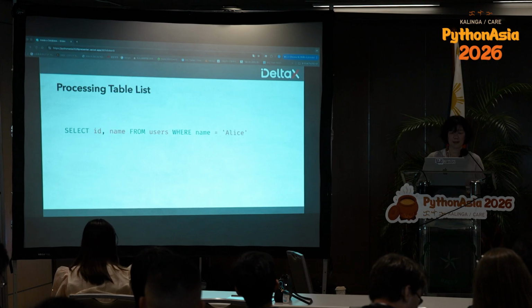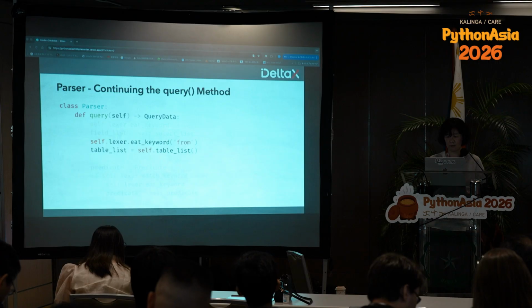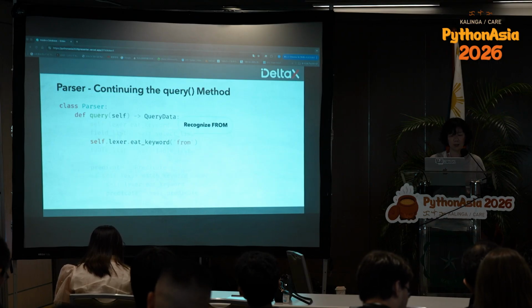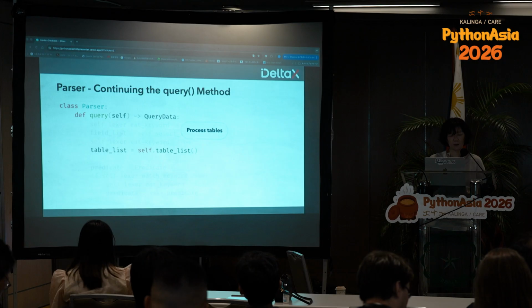The parser processes a table list. We are back to the query method. Next, it recognizes the from keyword, advances to the next token, and builds the table list.